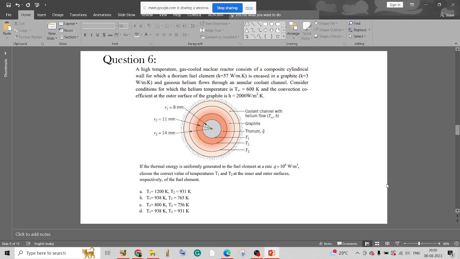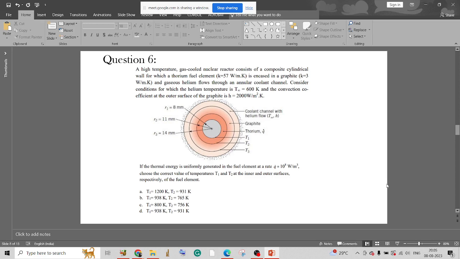an annular coolant channel. Through the coolant channel, the gaseous helium flows. What is the coolant channel? It will decrease the temperature because internal heat is being produced from the thorium material. Consider conditions for which the helium temperature is T infinity equal to 600 Kelvin, and the convection coefficient at the outer surface of the graphite is h equal to 2000 watt per meter square Kelvin.